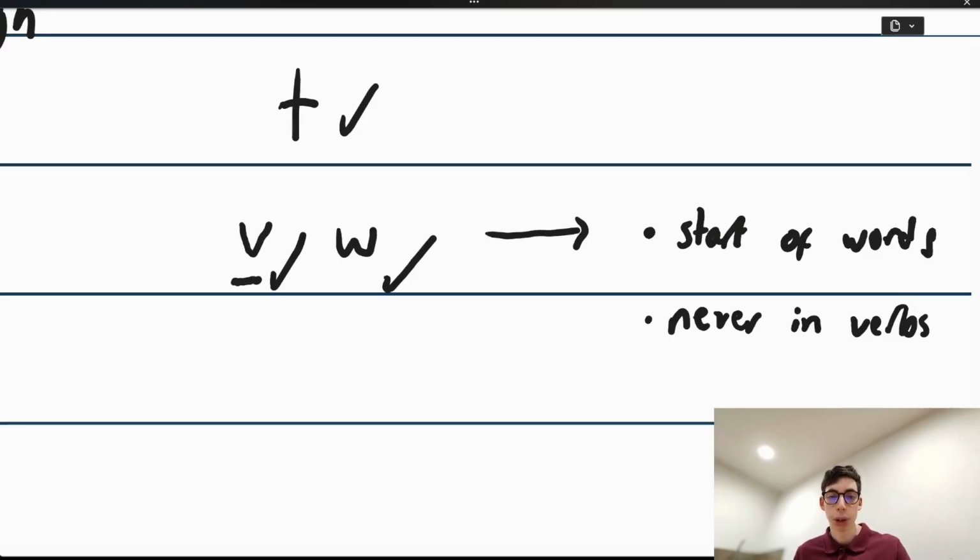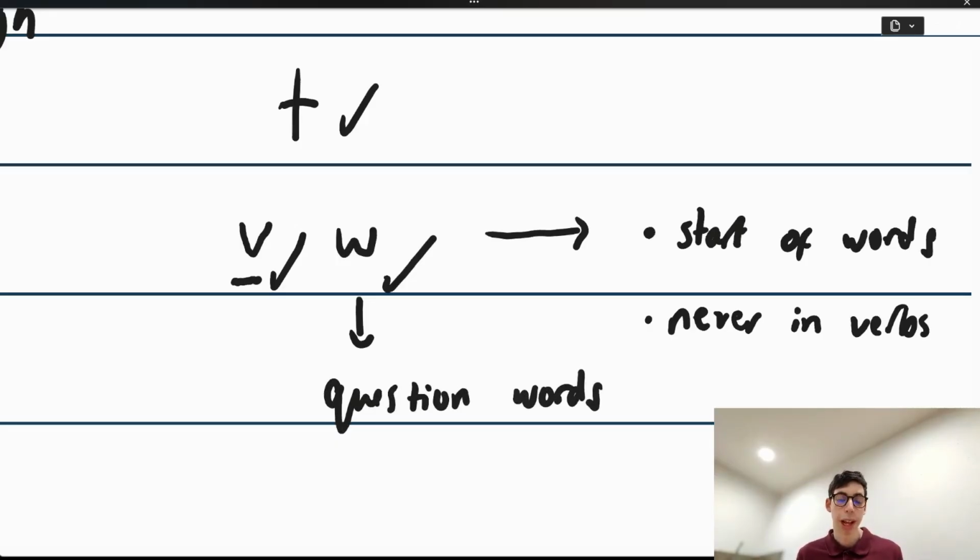For example, I'll just tell you now, but obviously we'll learn this properly another time: the question words all start with a W, all of them. None of them start with a V, right? So there's a system to it. But fundamentally, you're going to just have to learn the W words one by one. There's not that many of them.